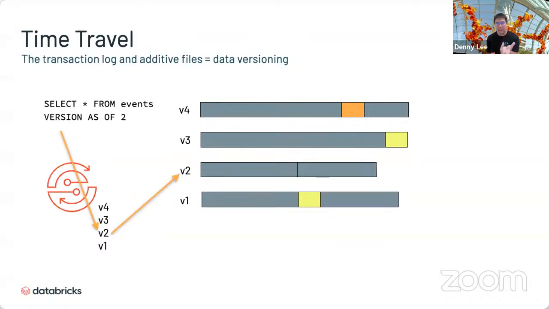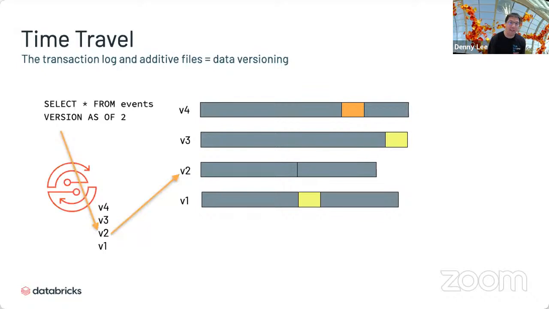Well, in this case, because we do all of this underneath the covers, you can just literally go select star from events, but then you add the moniker version as of. That's it, version as of, and then whatever version it is. And so now you can go back in time, go to a previous version of your data lake, grab that data that you needed, and restore it or build a new version of the table based off of it or whatever else.